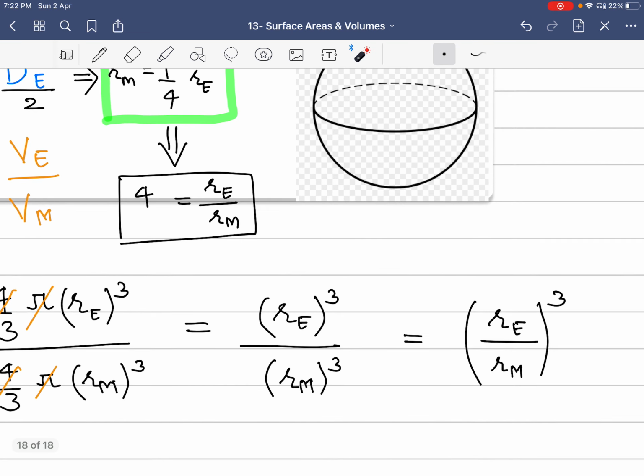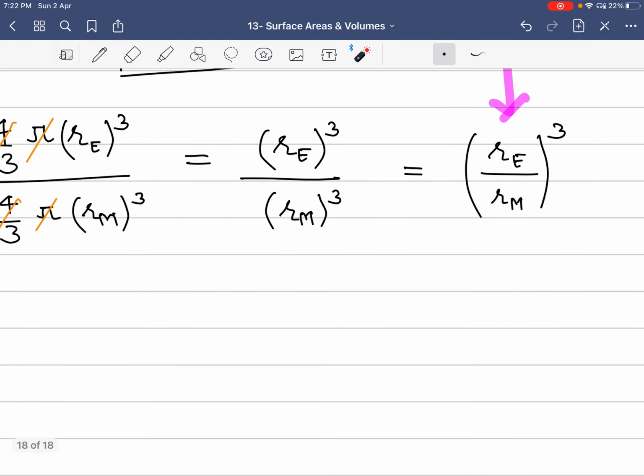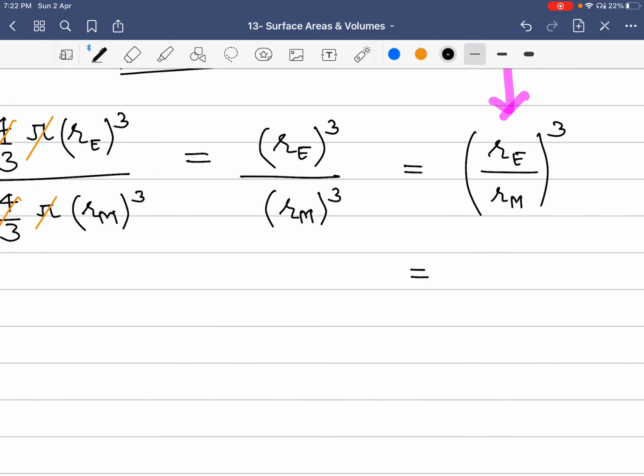And now let's substitute it here. So this value we have to substitute here. The radius of earth is 4 times bigger than the radius of moon approximately. Obviously earth is bigger than moon. So r of e divided by r of m will be equal to 4. Now I'm going to substitute that value, 4, and this cube is very important. You have to maintain the cube as it is, and 4 cube is nothing but 64.